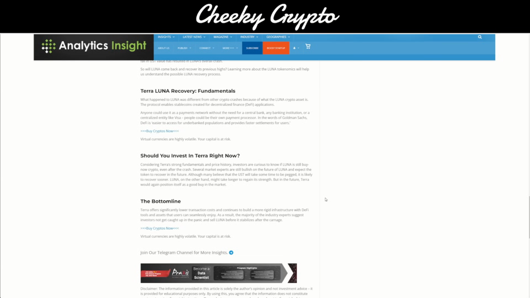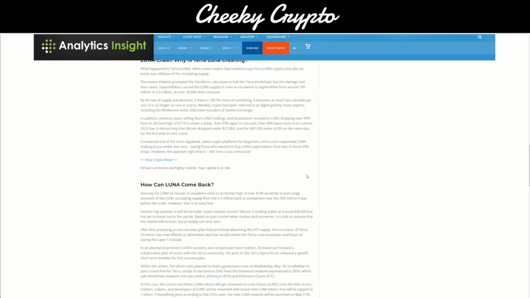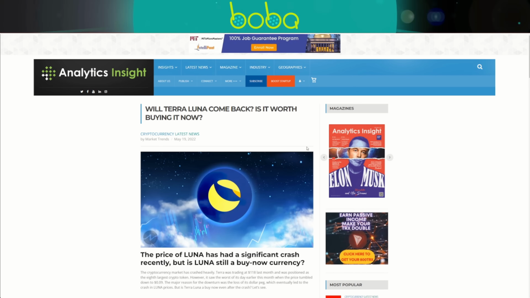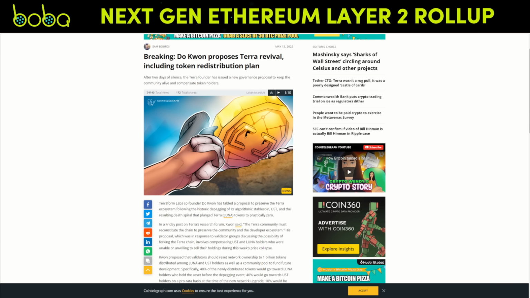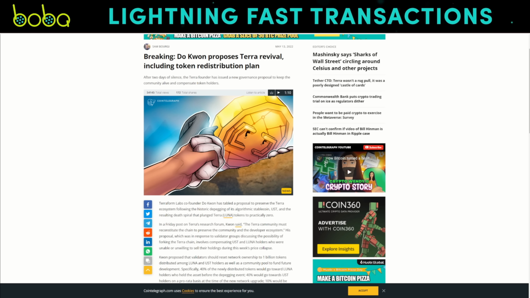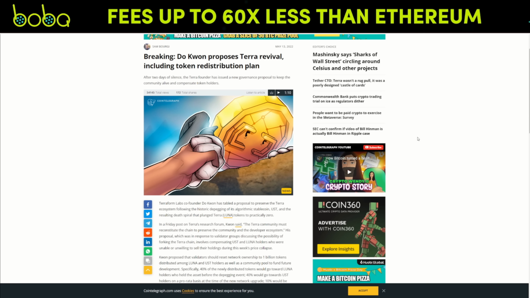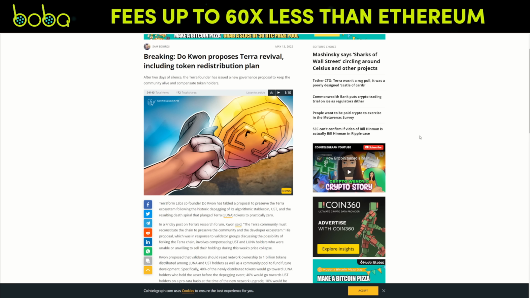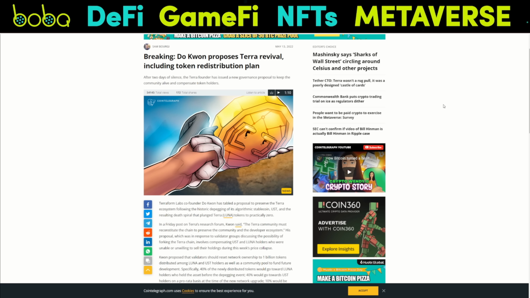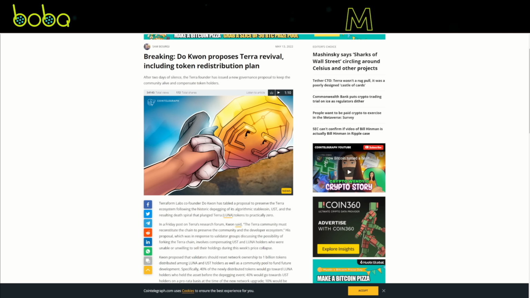So basically they're talking about the ecosystem and how it's a great ecosystem. Well, great ecosystems don't collapse, let's just put it that way. I don't think a great ecosystem is the right terminology, but let's move on. Kwon proposes, if I can get my words out, Terra revival, including token redistribution plan. This got me interested, so I thought, okay, let's go ahead and check it out.